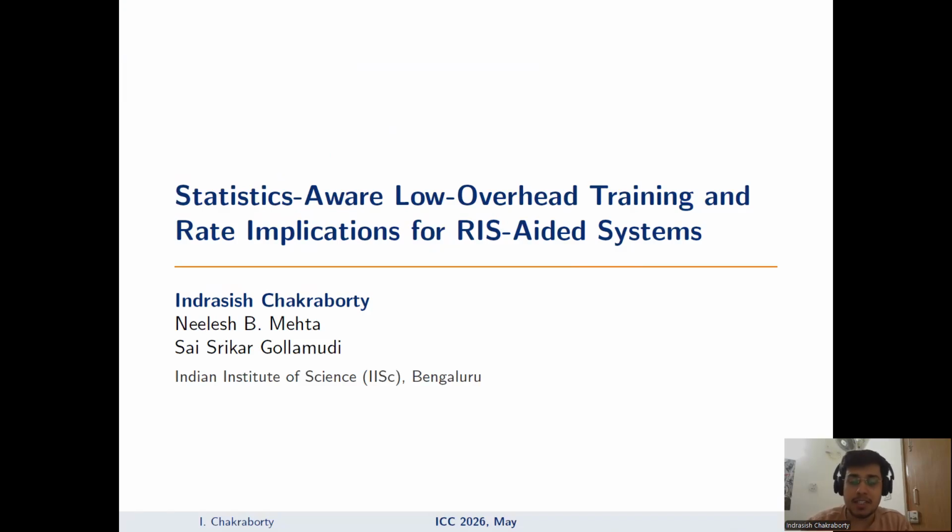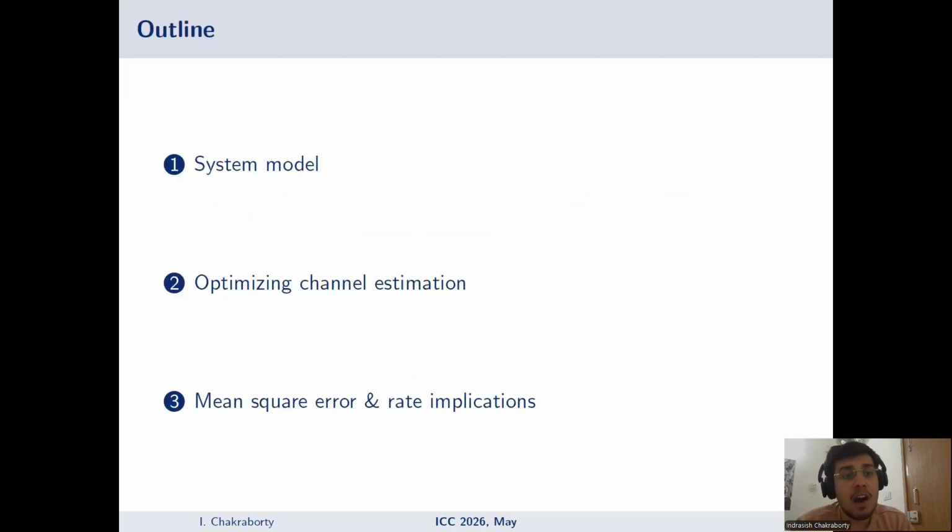Everyone, I am Indrasish. Today I'll be presenting my paper titled Statistics Aware Low Overhead Training and Rate Implications for RIS-Aided System. This is the outline of our talk. First, we'll give an overview of what we are trying to do here. Then we'll discuss our system model. We'll propose a novel channel estimation scheme for RIS-Aided systems. We'll talk about its mean square error and rate implications. Finally, we'll end our talk with a few key takeaways.